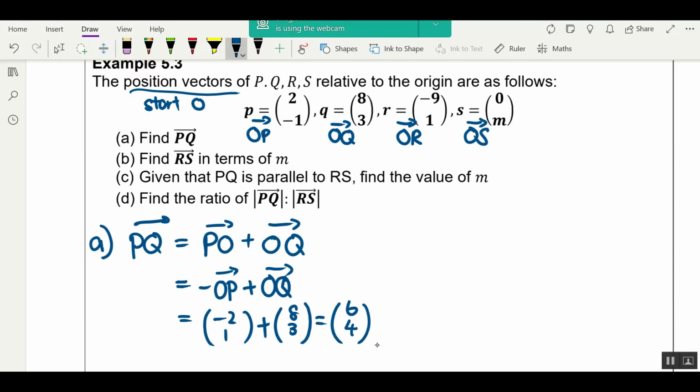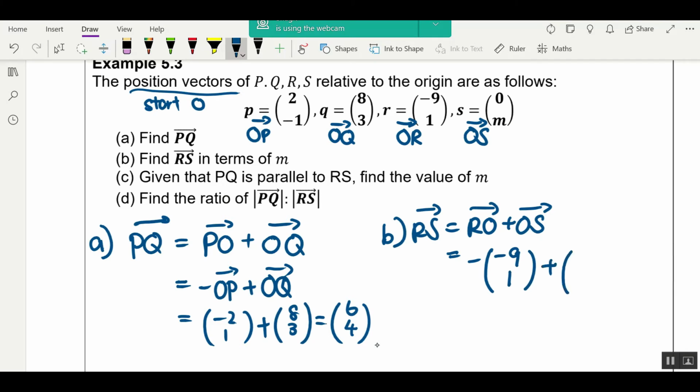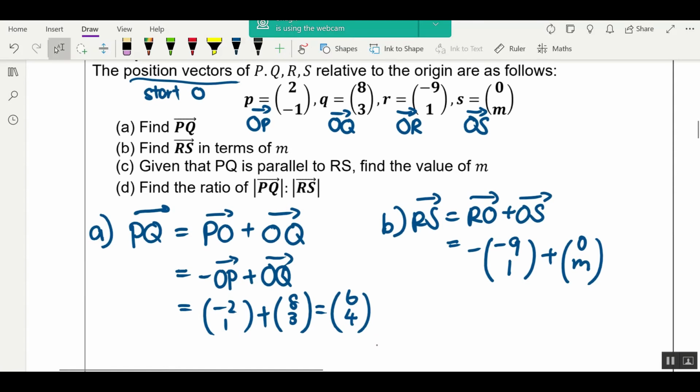Okay, and then the question asks for RS. So RS, same thing, is equal to RO plus OS. Change RO to negative of OR. Negative of OR, that would be, you can put the negative in front first, doesn't matter, negative 9, 1, plus OS. Or like my previous step, I immediately already put the negative inside, so also okay. So this would be 9, negative 1 plus m.